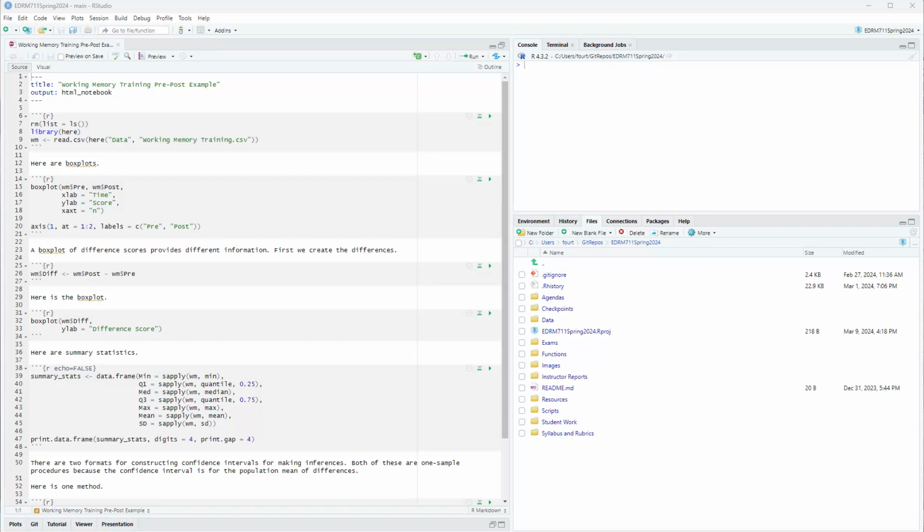Why within subjects? Because you're looking at scores from a pretest from the same individuals in which you collect observations on a post-test. So those observations are naturally going to be correlated because they come from the same set of individuals.